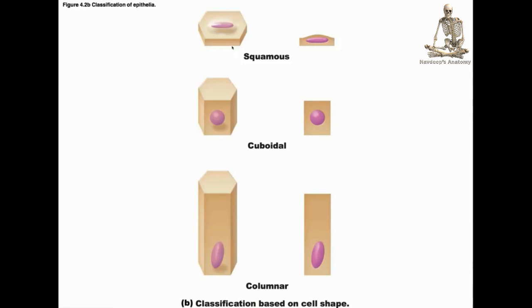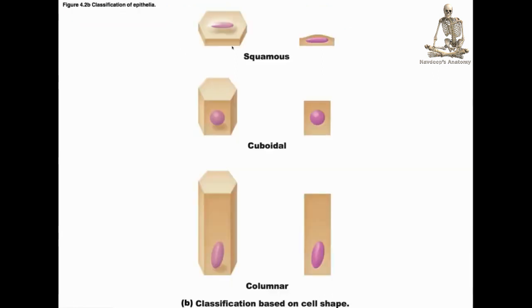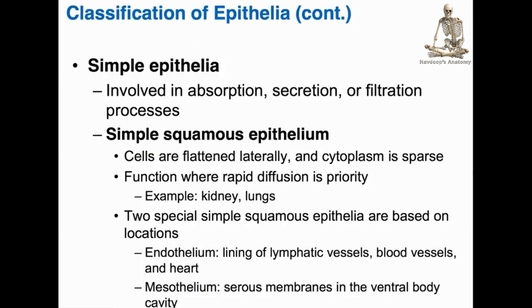Looking into this diagram, we can clearly see that the flat layered cells are called the squamous cells, and they may appear in the diagram like this. And then the cuboidal cells are cube shaped, and this may appear in the diagram like this. And then the columnar cells, which may appear in the diagram like this.